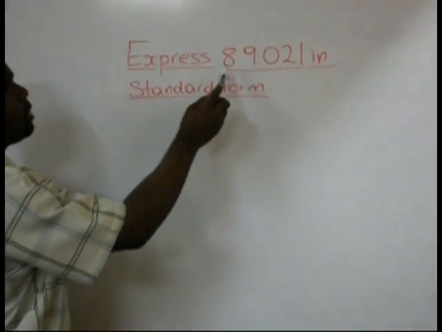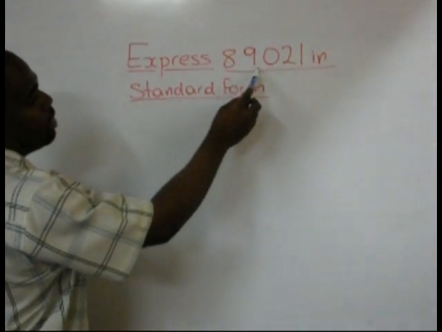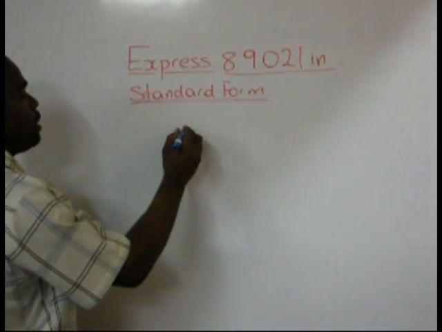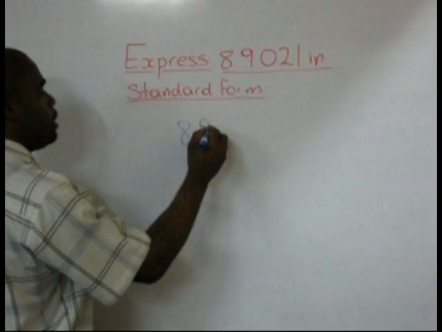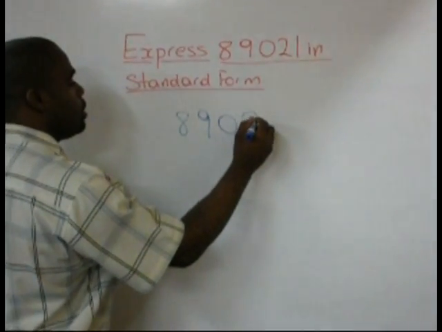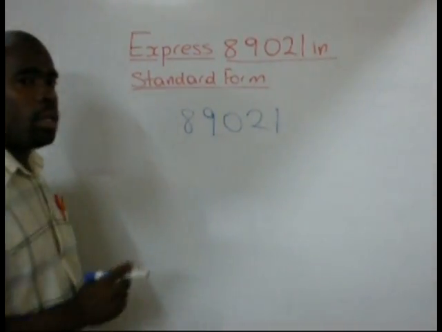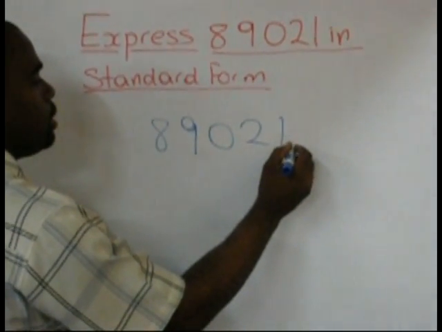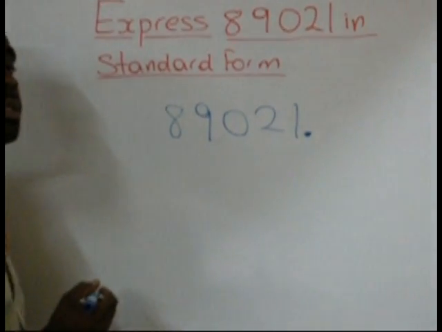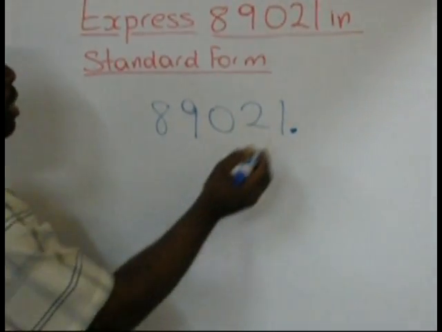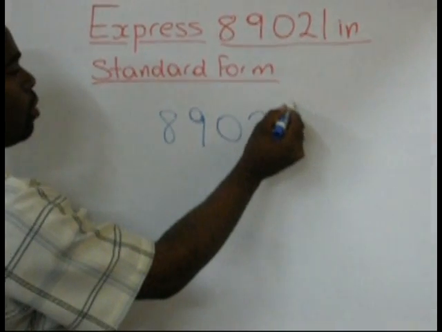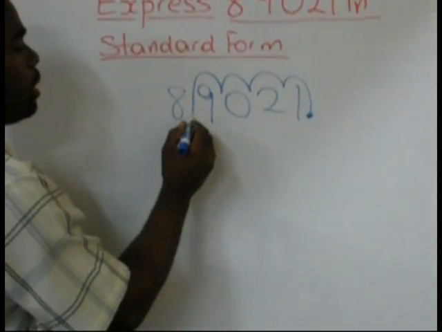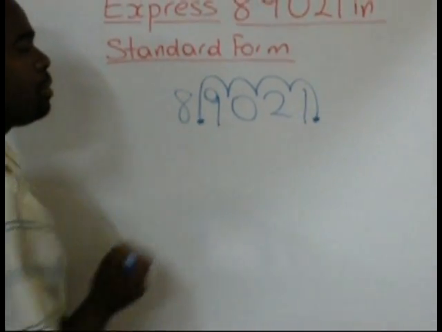So I'm going to express 89,021 in standard form. Okay, watch me carefully. Now 89021. The first thing you need to know is that we place an imaginary point right here. Can you see that? Then now we are going to count 1, 2, 3, and what? 4. And drop the point right there.